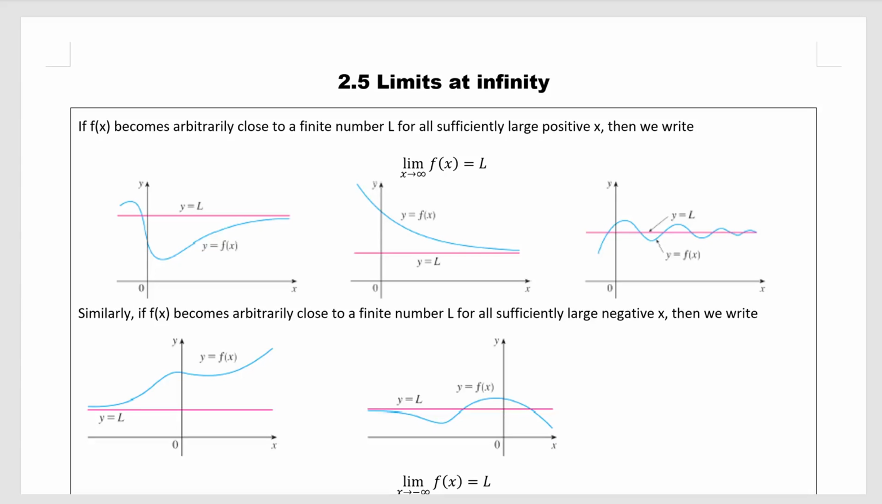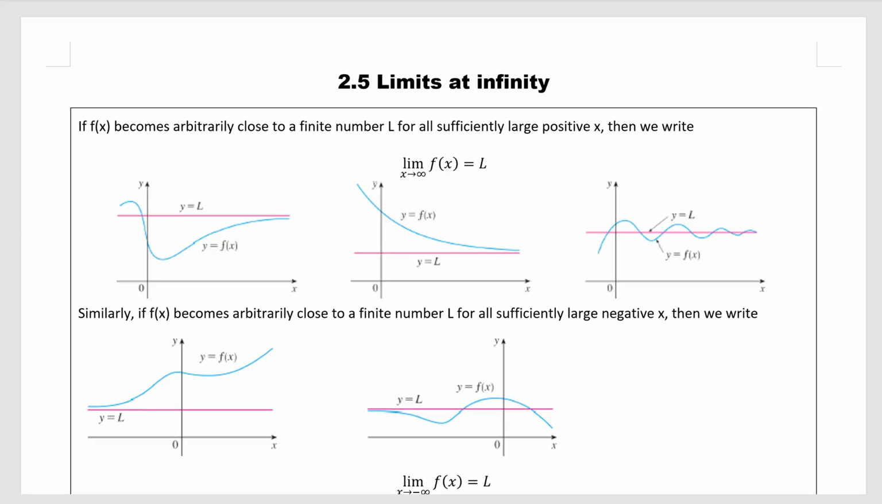Hi everyone, today let's talk about section 2.5, limits and infinity. Last time we talked about section 2.4 and introduced vertical asymptotes. In this session today, we're going to talk about horizontal asymptotes.